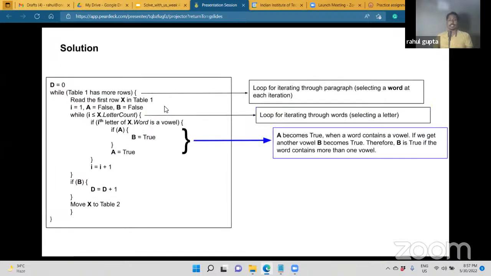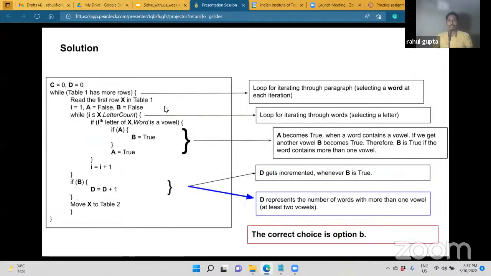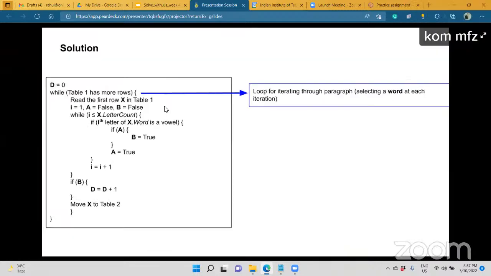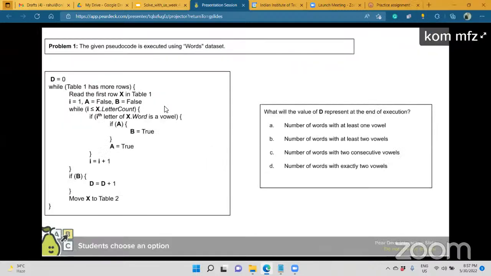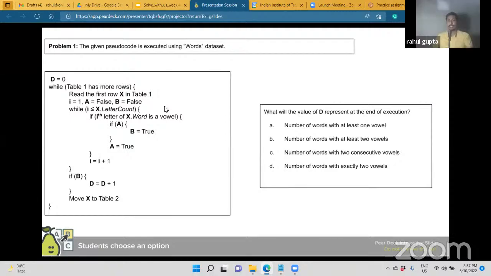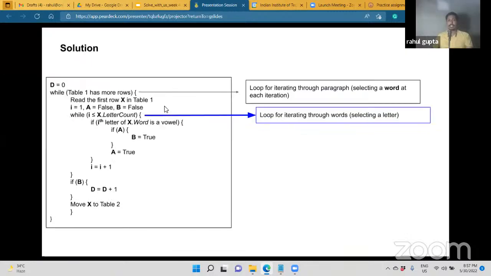Okay, so this is the solution you can go through. The option is B. I hope everyone got the point, right? What was the option? Number of words with at least 2 vowels, right? It doesn't matter whether they are consecutive or not.